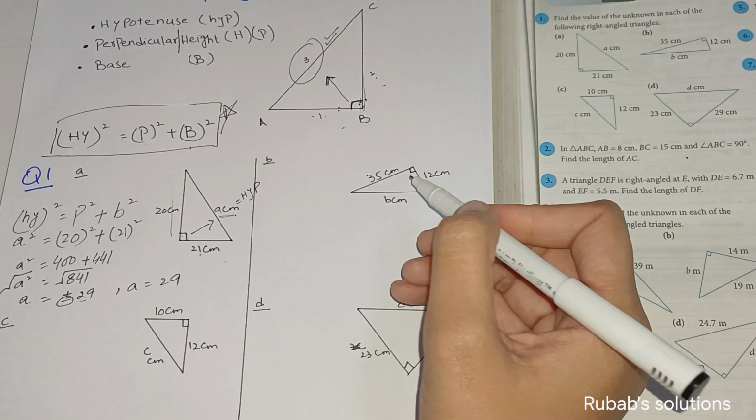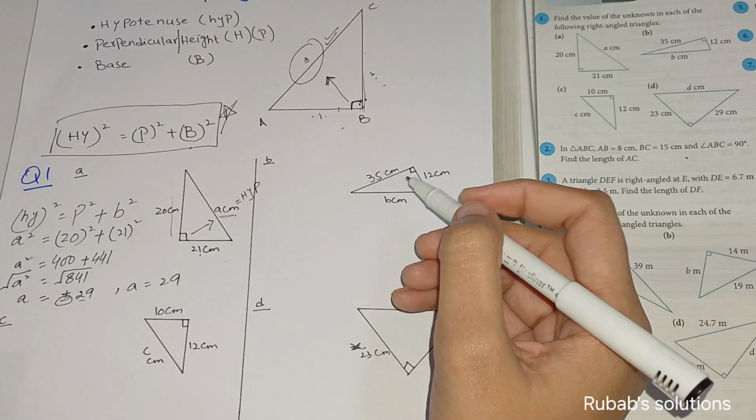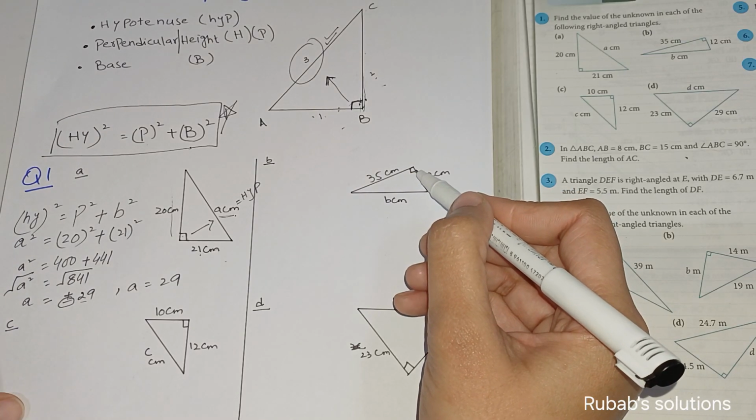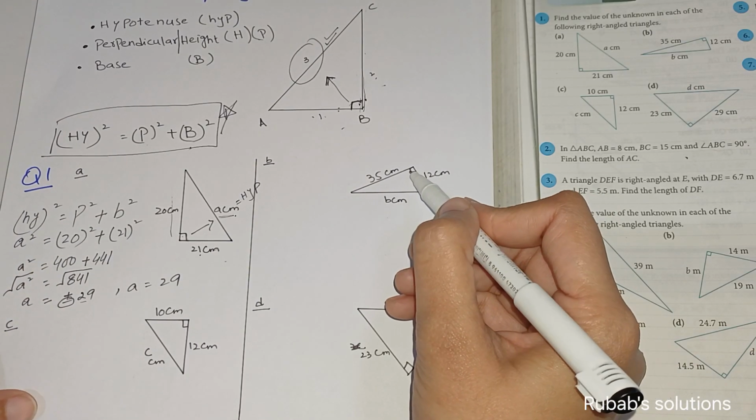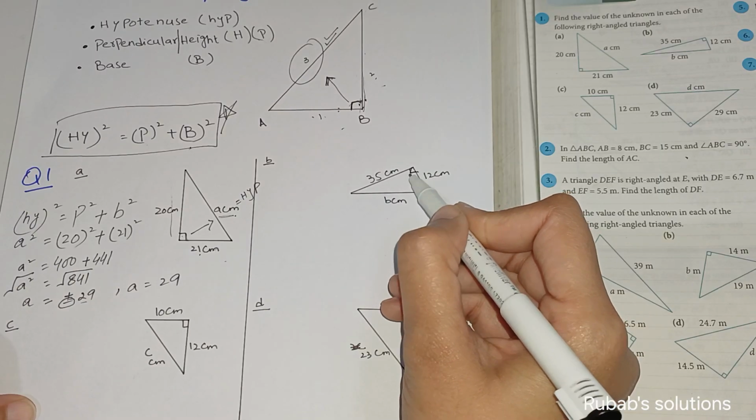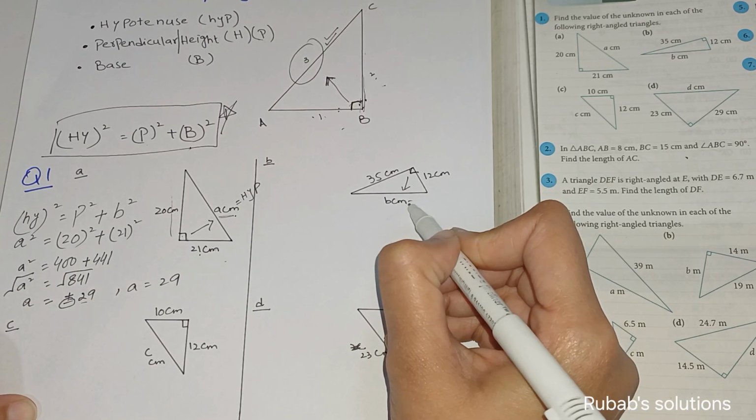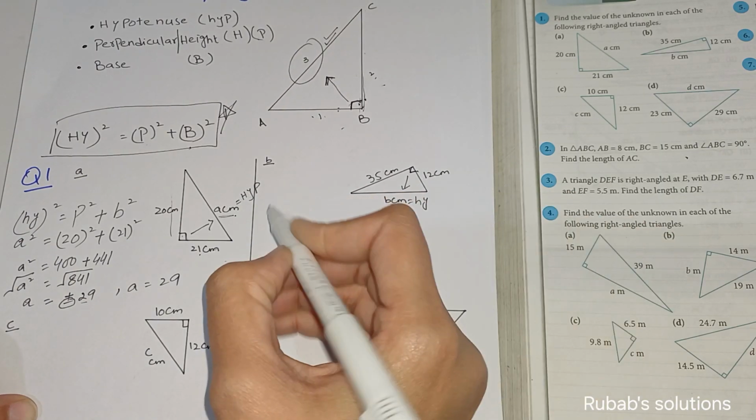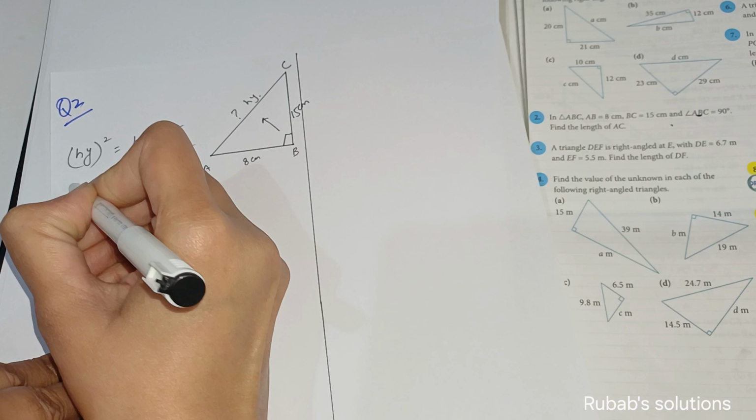Moving towards part B, sorry, again we have to identify, okay, where is a right angle? This is a right angle and this is the opposite side, that means this is a hypotenuse. So again we will apply the same formula. Hypotenuse square is equal to perpendicular square plus base square.